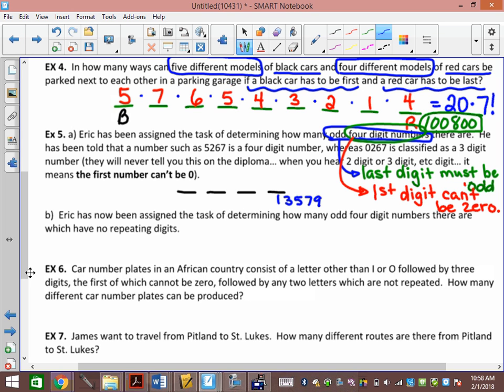Now, we don't have to keep a number there because we can repeat. So in the first blank, what are our options? Everything but 0. So we actually have 1 to 9.